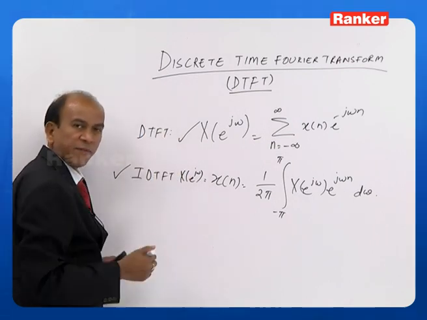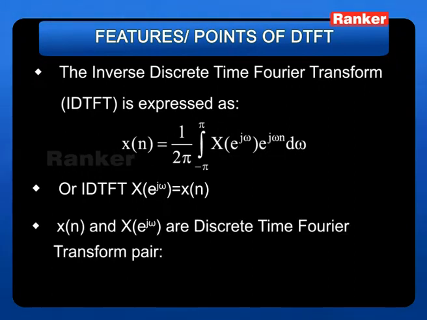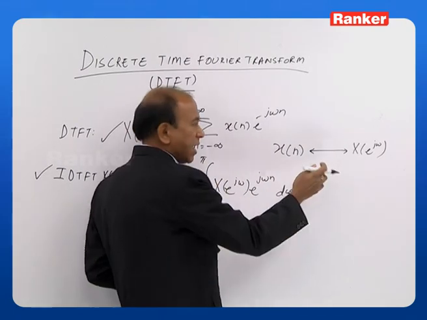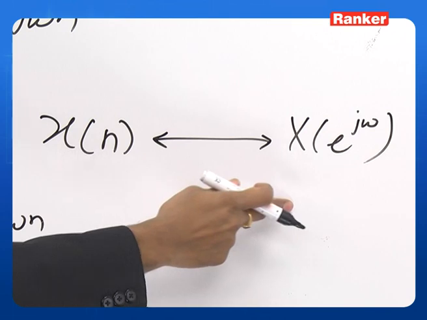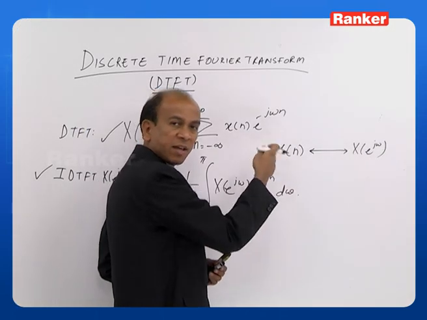So, these are the two formulae which we should remember. From these two equations we can say that x of n and X of e to the power of j omega form a discrete time Fourier transform pair. So, I can write this as: x of n will have X of e to the power of j omega, and X of e to the power of j omega will have x of n. That means, from x of n I calculate X of e to the power of j omega, this is the discrete time Fourier transform, and from this I calculate x of n, that will become the inverse discrete time Fourier transform.